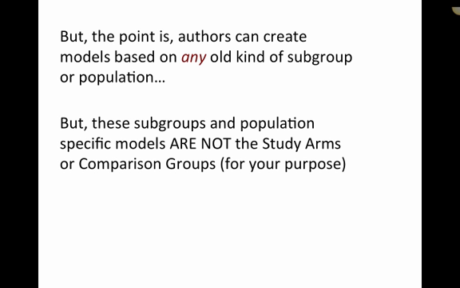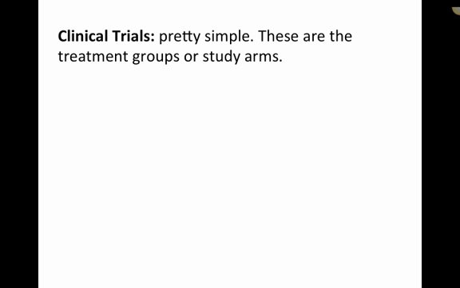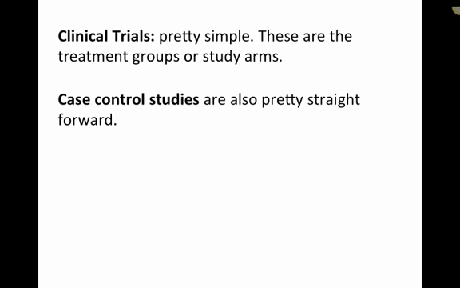But these subgroups or population-specific models are not study arms or comparison groups for your purpose. Arms or comparison groups are defined by the levels of the independent variables that you are interested in. In clinical trials, this is really pretty simple. These are the treatment groups or study arms. In case control studies, it's also pretty straightforward. Your cases and your controls. I mean, duh, right?